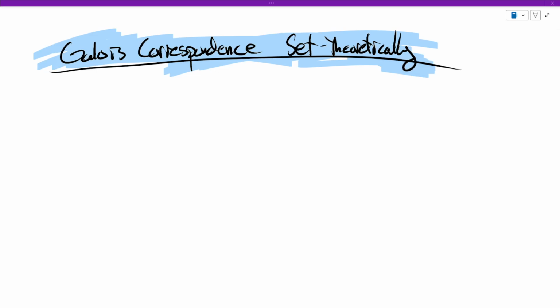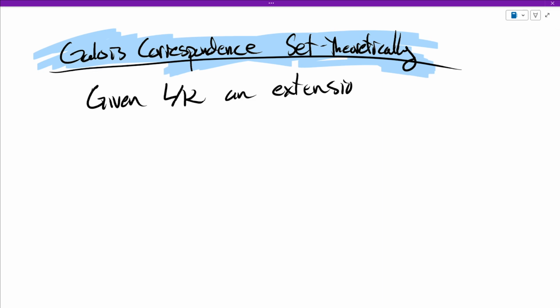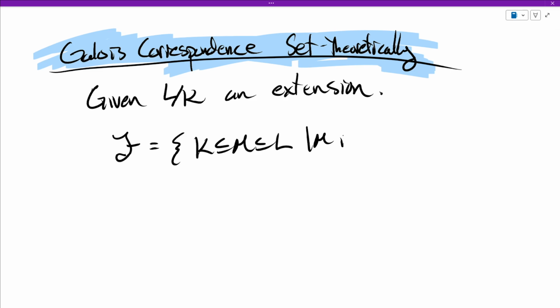Okay, we're going to elaborate a little bit on the last video. So we're given, in this case, an extension. Then we can form two sets. We can form the set of intermediate extensions, which I'm going to call it like that. And it's a set of all intermediate extensions. I'm going to write it like this: K subset M subset L, M intermediate.